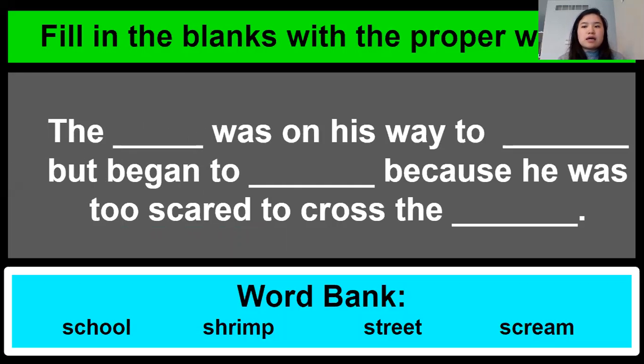In this activity, I want you to do the following. Fill in the blanks with the proper words. The blank was on his way to blank, but began to blank because he was too scared to cross the blank. Notice that the word bank is down below. We have in the word bank: school, shrimp, street, and scream. So please fill in the blanks and we're going to go over it now.